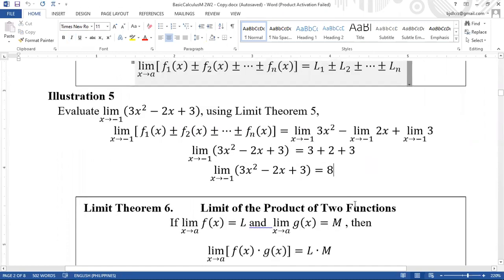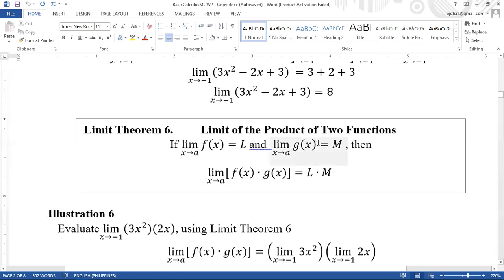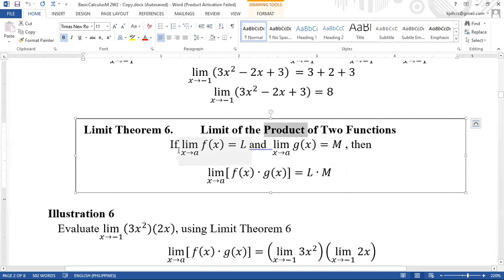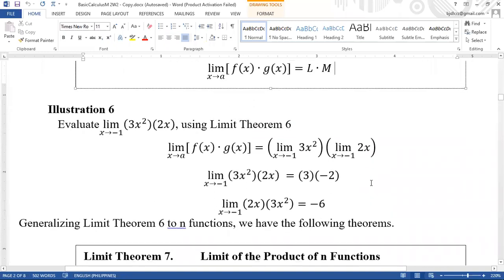Positive. Okay. Next, the limit of the product of two functions. From the word product, multiplication. So if the limit of f of x as x approaches a is equal to L, and the limit of g of x as x approaches a is equal to M, we find their limits first, but the operation is multiplication. So that's why we have here the limit of f of x times g of x as x approaches a is equal to L times M. So we multiply their limits.